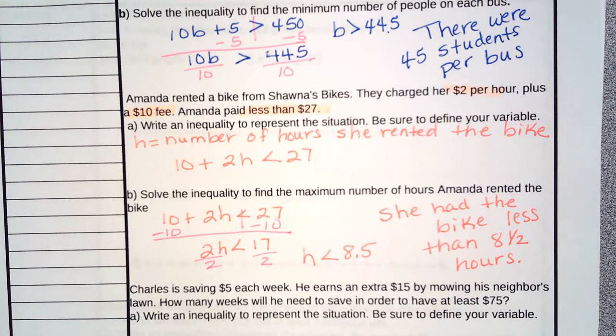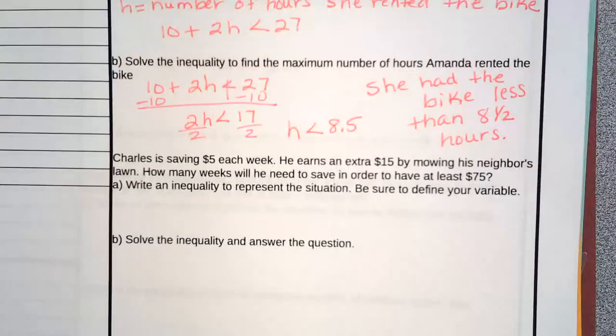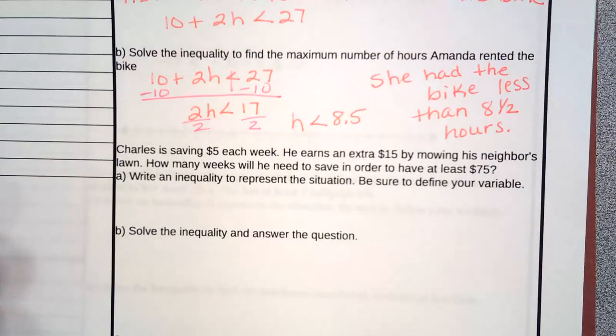So depending on if they rented it by the hour or by the half hour, the fee would be by the hour, but they might not have charged her for a whole hour if she didn't have it for the whole hour. Okay, for the last one, pause the video and see if you can do it on your own.